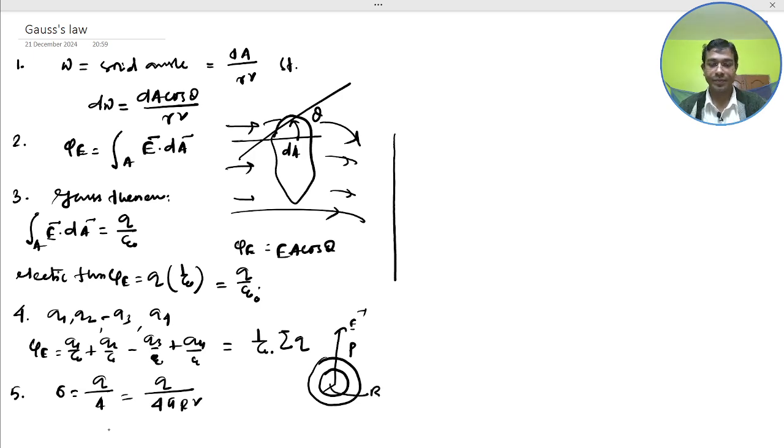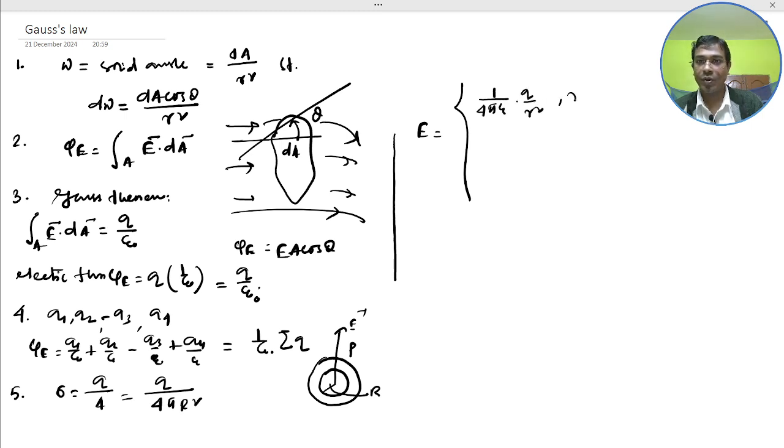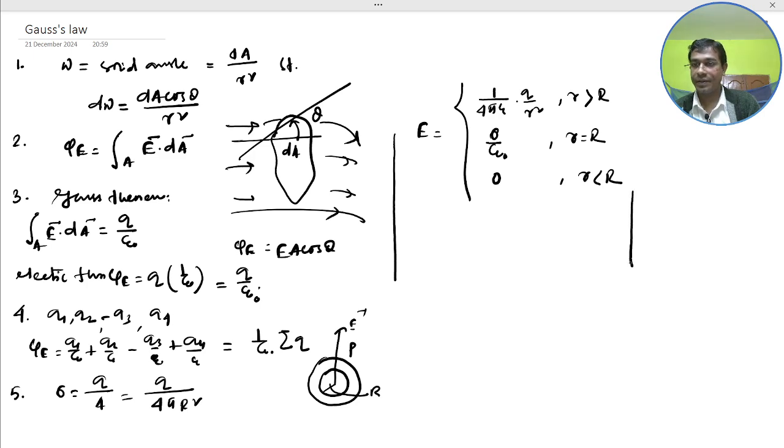Here this is r, and the electric field here E is 1 by 4 pi epsilon naught Q by r square when r is greater than capital R, and sigma by epsilon naught when r is equal to capital R, and E is 0 when r is less than capital R. See the conditions here, and the graph would look like this: this is the origin, R, and electric field E, so this is basically proportional to 1 by r square.